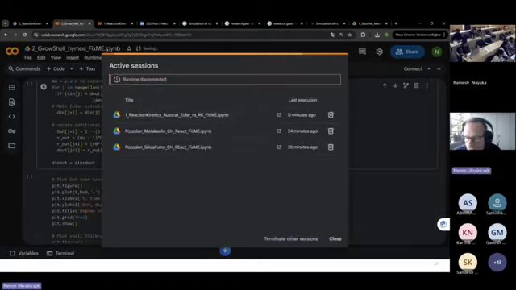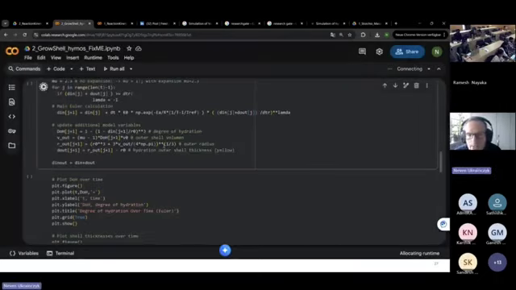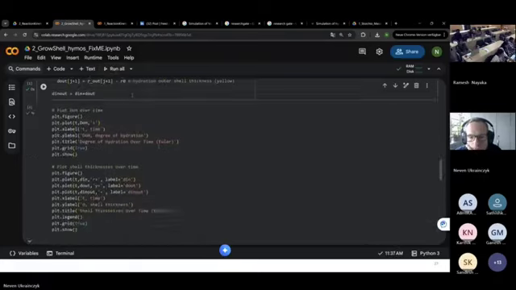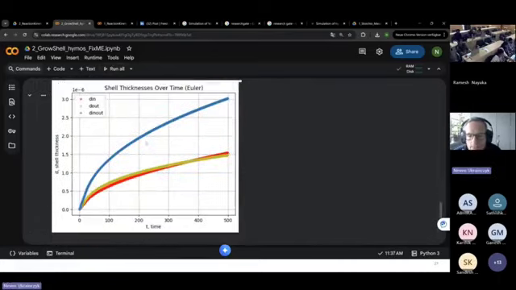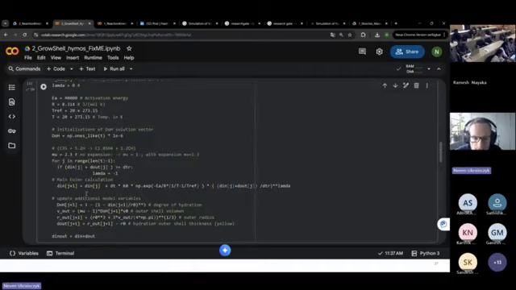If you have many sessions open, you just need to terminate other sessions, close them, and then run again. Yeah, we have it. You can run all. And then we get this plot. We have the results. So now you have the single particle shrinking growing shell model for single particle hydration.